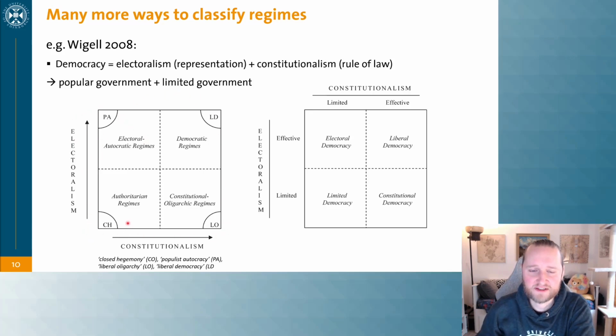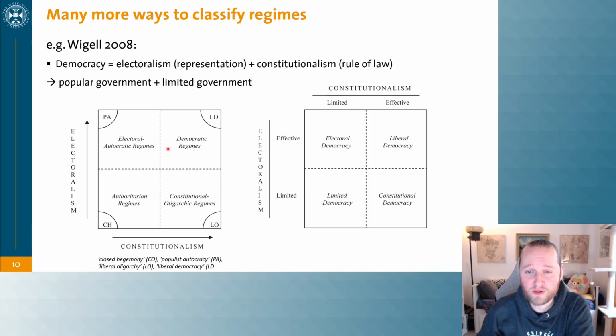So if you have a system that scores low on electoralism, so there's not much representation and not much of a rule of law, you end up in authoritarian regimes. If both are there, you end up in democratic regimes. But then he says, of course, there's also two other combinations of these factors.